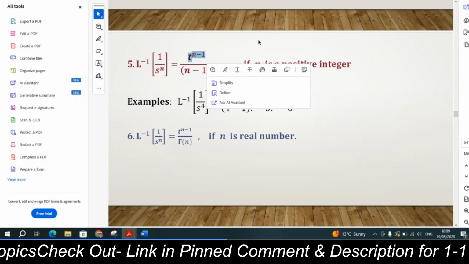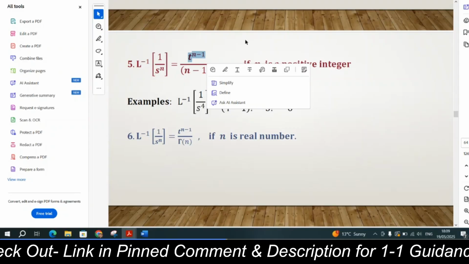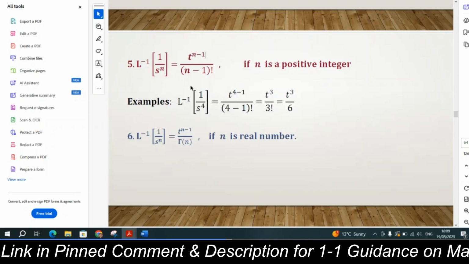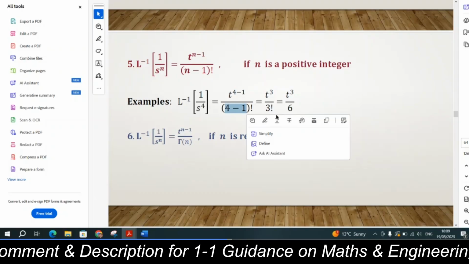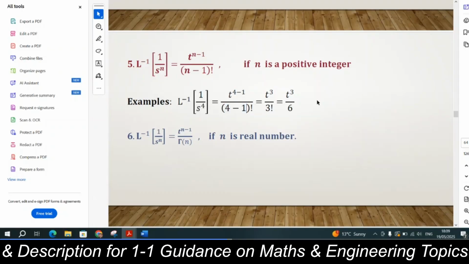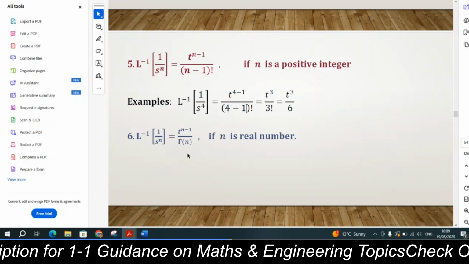So how come it's minus 1 and not plus 1? We did t raised to n minus 1. No, I meant for the top part. Oh, okay, sorry. Yeah, that was the function we took, that was the Laplace function. So now we are doing the inverse Laplace, inverse of that. Yeah, got it. Is it clear? Yeah. Okay.